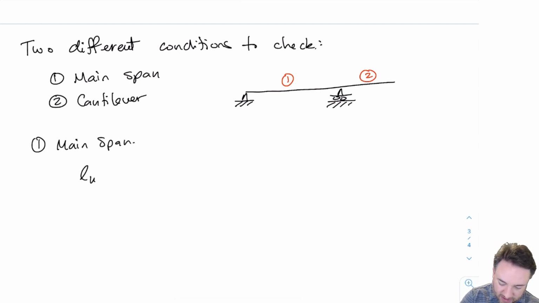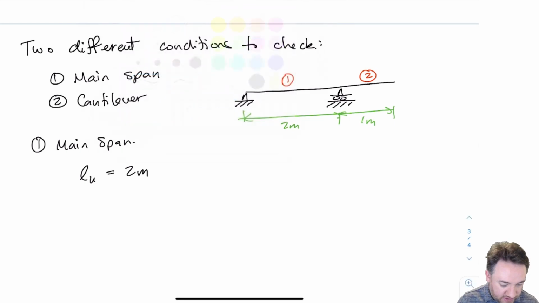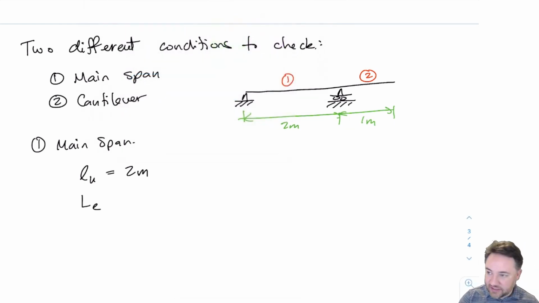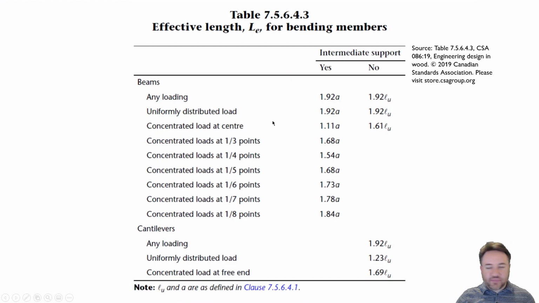Okay, for my main span, I need to find my unsupported length. And in this case, it's 2 meters, which is just the length of this span. If you recall, this one is 2 meters and this one is 1 meter. So my unsupported length is 2 meters. Now I have to find my effective length. And for effective length, we're going to find that in a table. And this is the table for effective length for bending members. And we're talking about the main span. So it's a cantilever. It's not a cantilever. It's a regular beam. It's a beam basically with simple supports on either end. And we have to determine which of these we're going to use based on what our loading condition is.